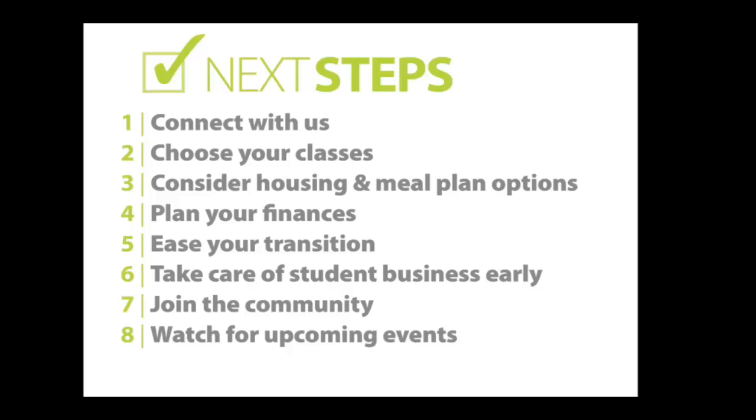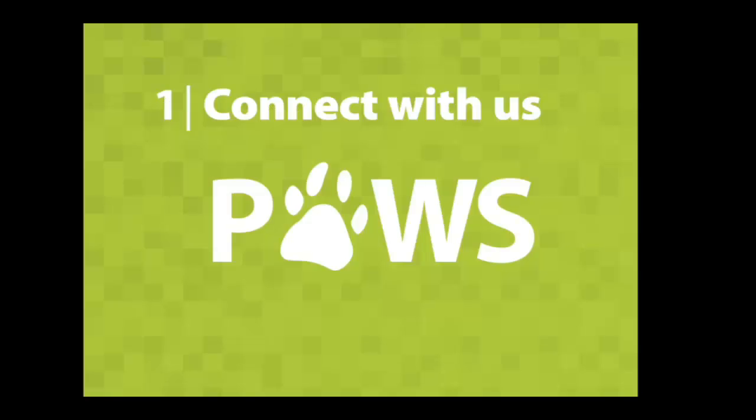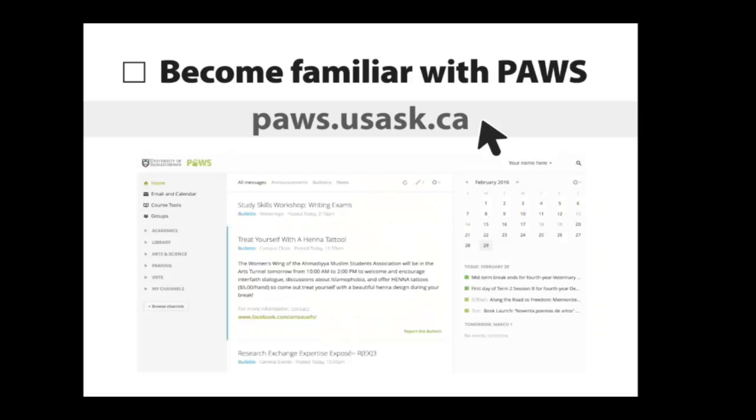Now, let's get started. Connecting with the university through PAWS, email, and social media are essential for keeping yourself informed and building connections with the people who are here to help you. PAWS is your personalized access to web services at USask and is used by all students, faculty, staff, alumni, and other members of the university community to access university services and stay connected.